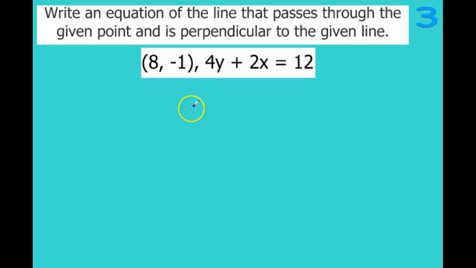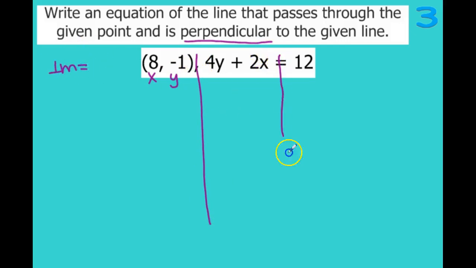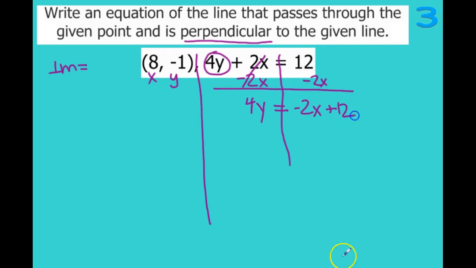Let's try the same thing, but instead of parallel, now we're going to look at perpendicular lines. So this first point is x and y, but we're not going to use that yet because we need to figure out what is our perpendicular slope. So in order to find our slope of the first line, we need to solve this for y. So I'm going to subtract the 2x over to the other side. We have 4y. Can't combine them, so write your x's first. And then the opposite of multiplying by 4 is dividing by 4.